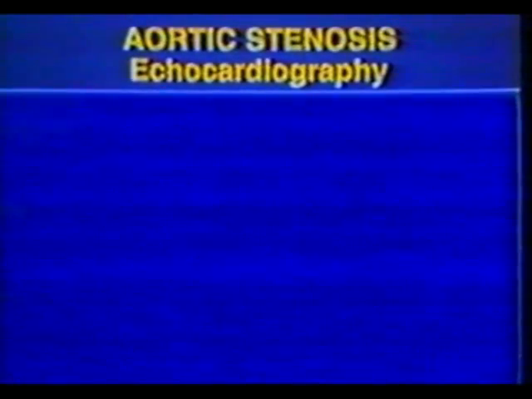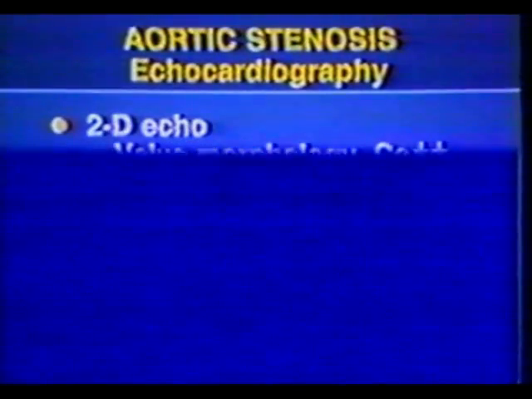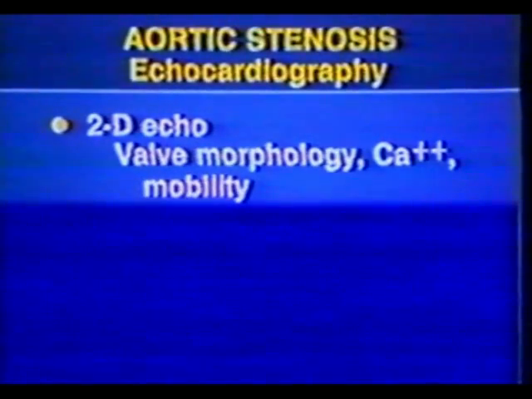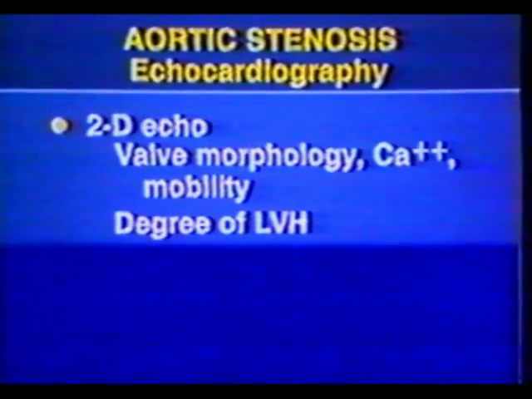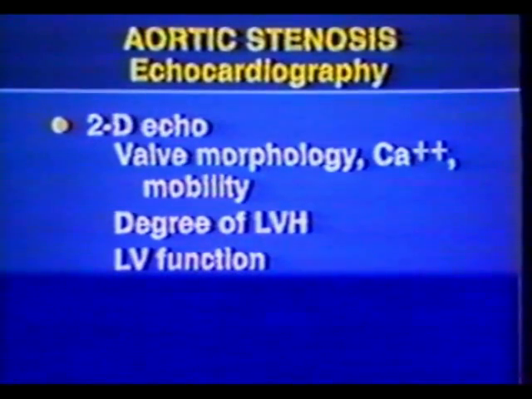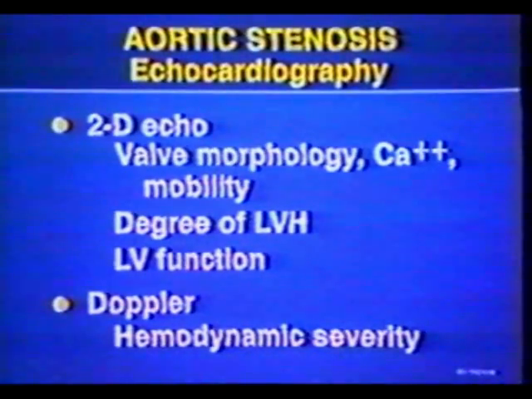In assessing patients with aortic stenosis, we utilize two-dimensional echo to establish the valve morphology, to determine the extent of calcification, and to assess valve mobility. 2D echo is also useful for assessing the degree of left ventricular hypertrophy and for determining left ventricular systolic function, while Doppler echocardiography is utilized for assessment of hemodynamic severity of aortic stenosis. This will be discussed in further detail.